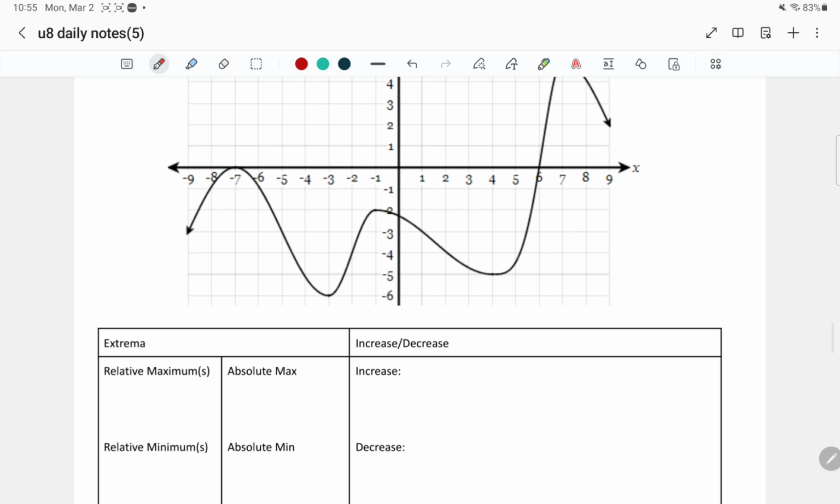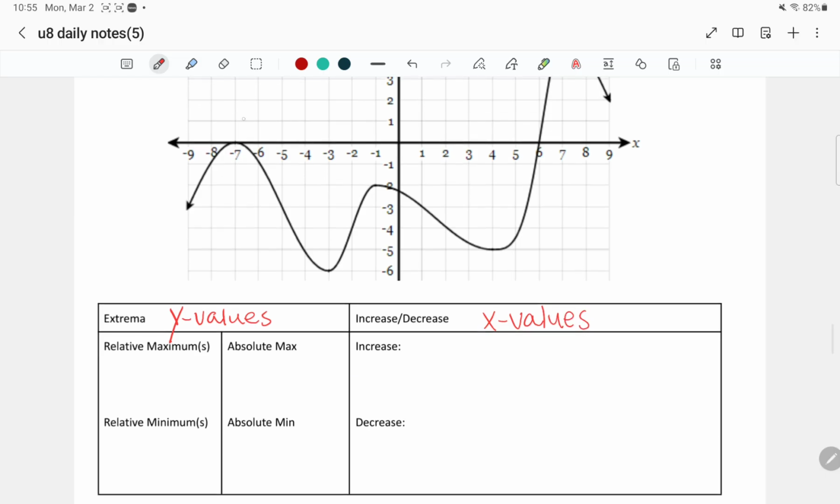A relative maximum is just any peak. It doesn't have to be the tallest peak. And when we're doing these, we only talk about the y values. This is the only time we ever only talk about the y values. When we go to increasing, decreasing, we're going to go back to x values like we were before.